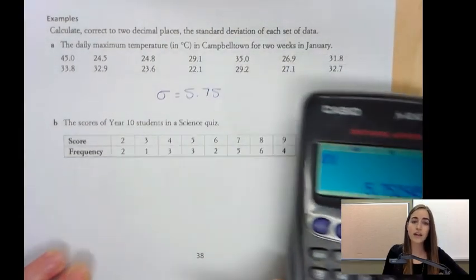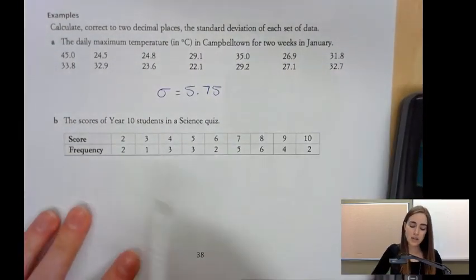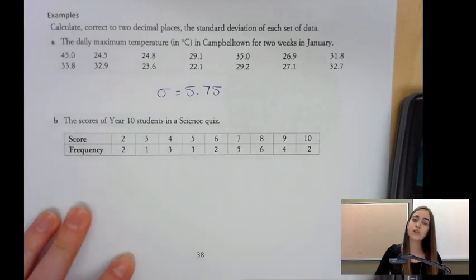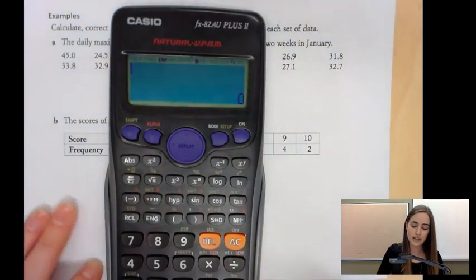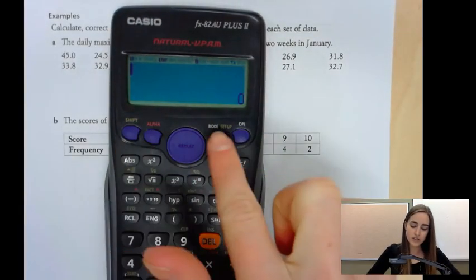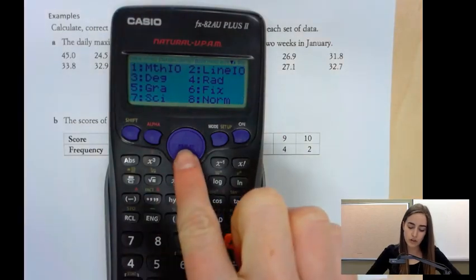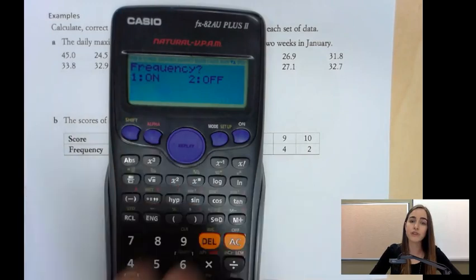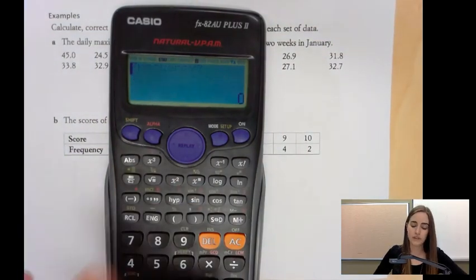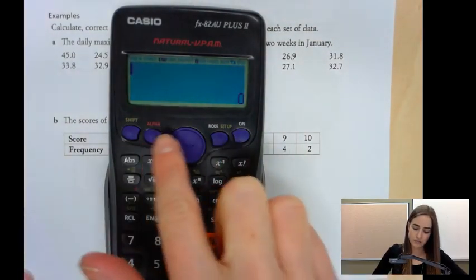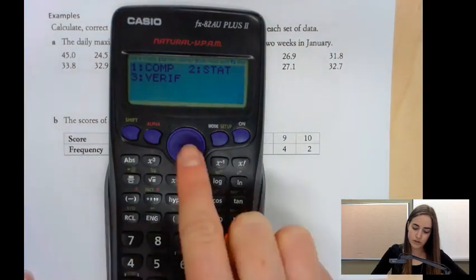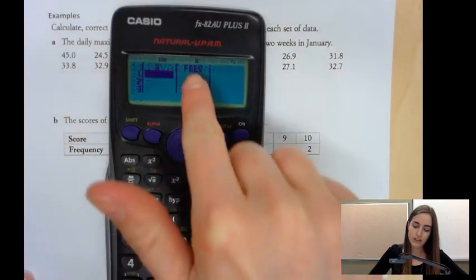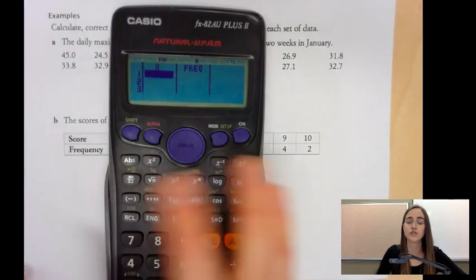Okay, so now we're going to enter our second set of data. Now, because we have our scores and a frequency column, we want our frequency column on here as well. So we're going to press Shift Mode. We're going to go down and press 3 for Stat. And we want the frequency on, so we're going to press 1. So then we can press Mode, Stat, 1. And this time we've got our frequency column because we've just turned that on.